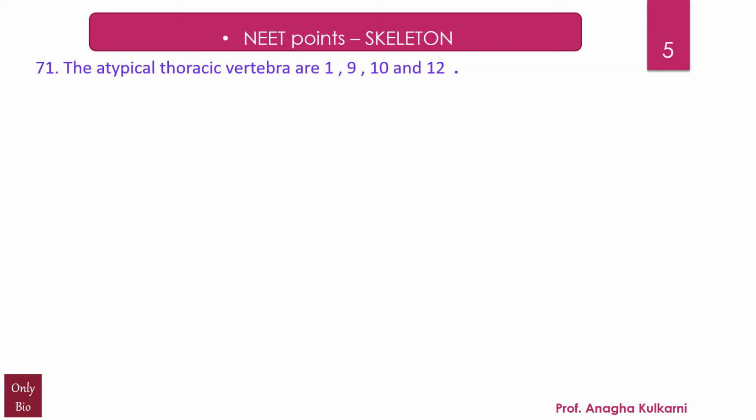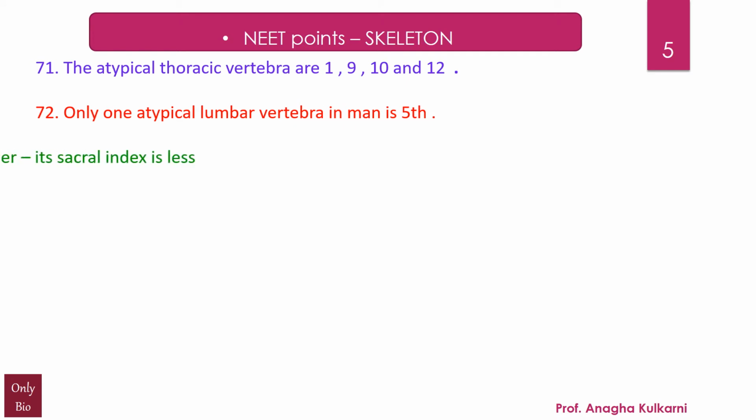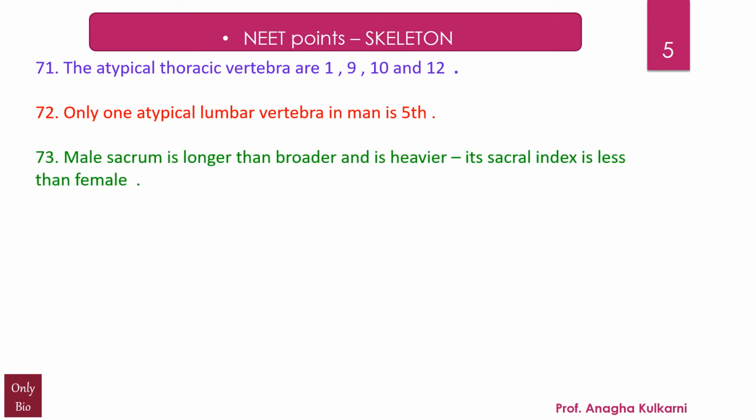Point number 71. The atypical thoracic vertebrae are 1, 9, 10 and 12. Next, the only atypical lumbar vertebra in man is the fifth one. Next, male sacrum is longer than broader and is heavier. Its sacral index is less than that of the female.